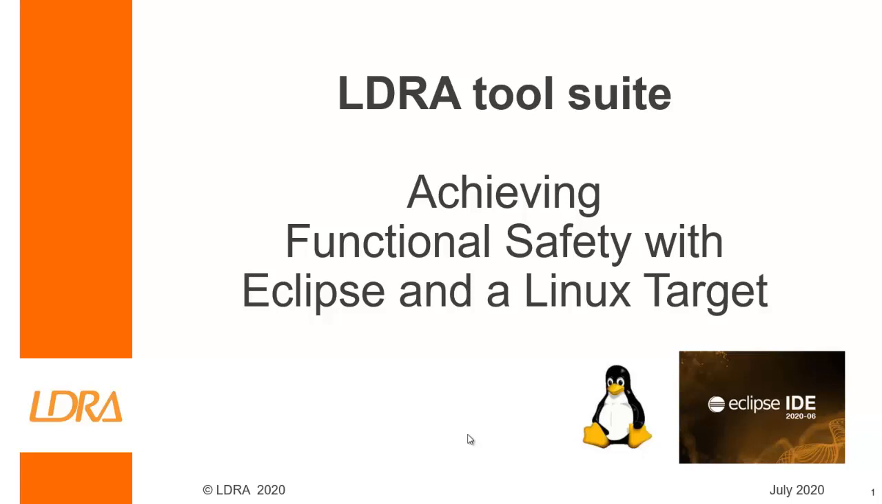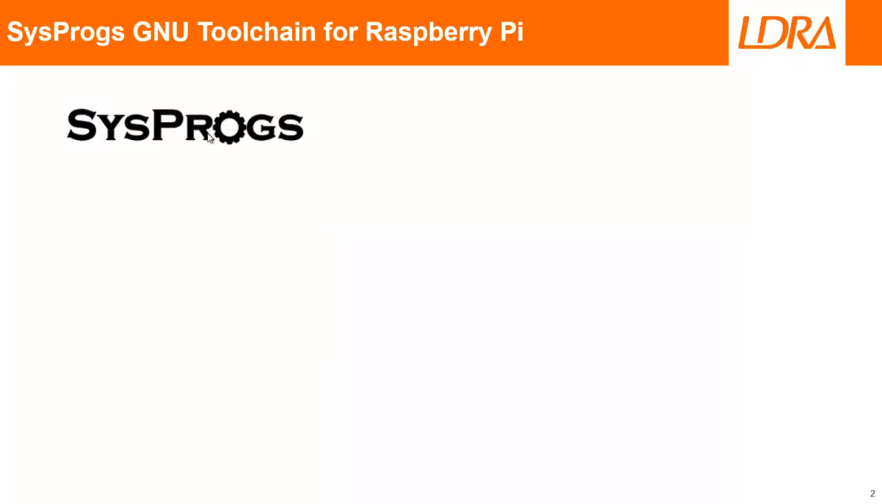Hello, this video is going to show how we can achieve functional safety using the Eclipse IDE and a Linux target. Now I'm running on Windows at the moment and I have my Eclipse IDE. This is the latest version, and inside there I've installed the SysProgs GNU Toolchain for the Raspberry Pi.